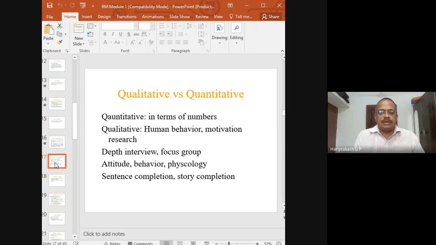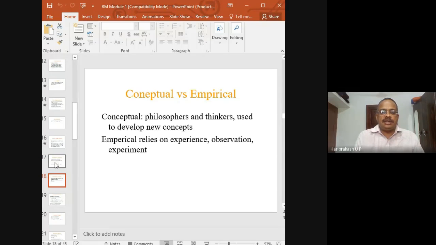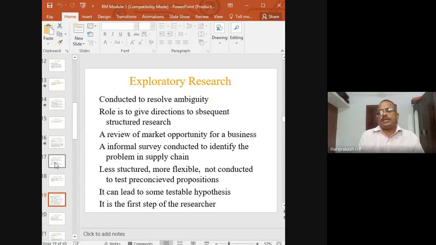Okay, 17th slide. I think that's okay. Then we were discussing conceptual and empirical research. Then we said exploratory research. There is another type of research which is called exploratory research. This type of research is done to get more clarification on a particular area. Normally, before doing any research, first they have to do exploratory research.